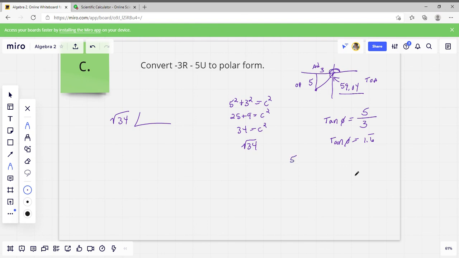So 59.04 plus 180, 8 and 5 is 13, is 239.04. And that is the answer right from the textbook right there. Okay, so always round that to 2 decimal places right there. All right, so there's the answer to C.